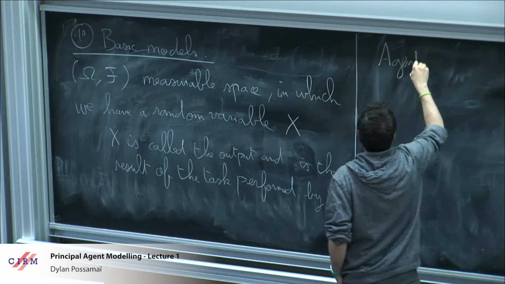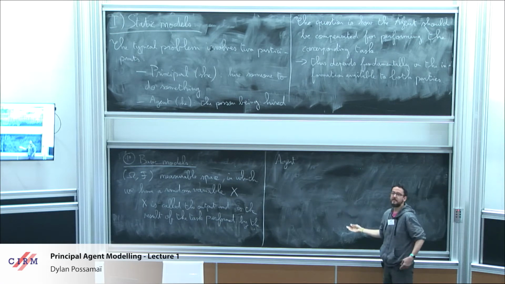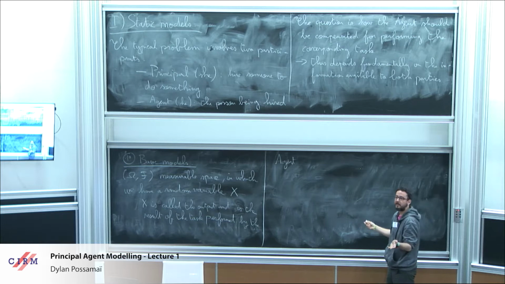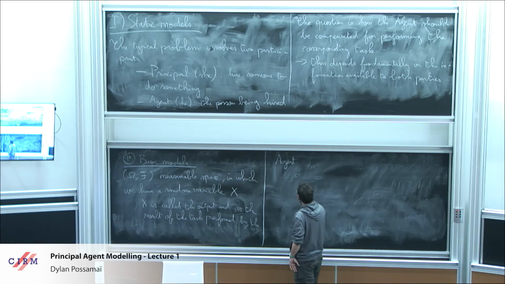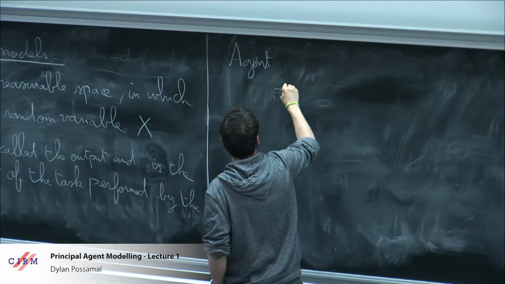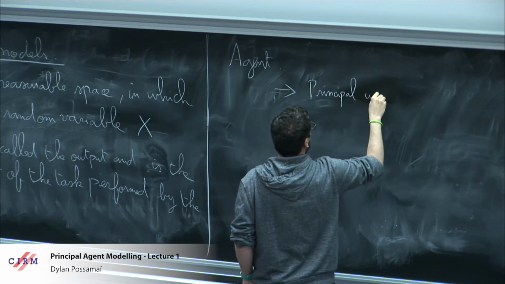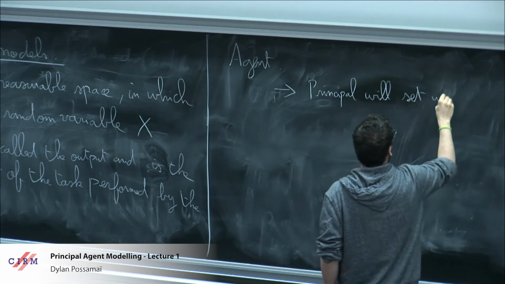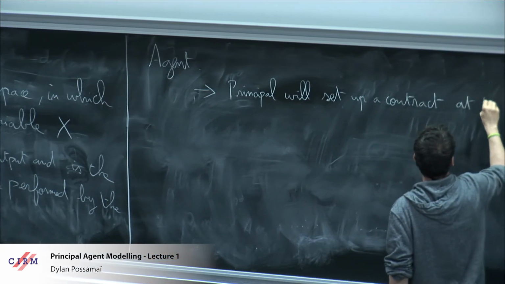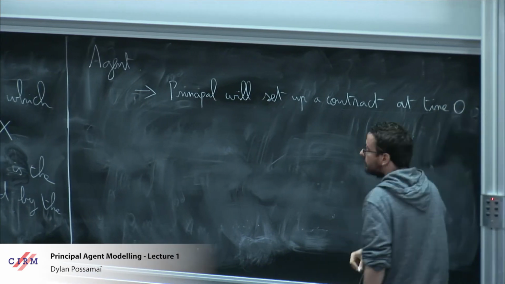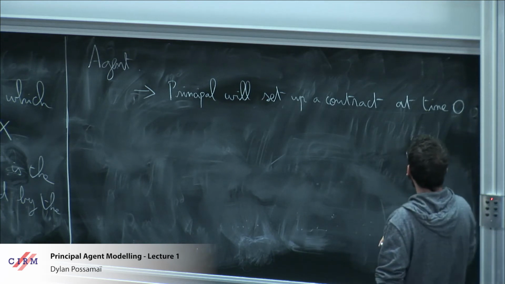So if you want, maybe you're hiring the agent to manage a project, and X is just the value associated to that project once the contracting period is over. So typically here, the principal will set up a contract at time 0. Okay, so I'm in a static setting. There will be only two times, 0 and 1. So the principal sets up a contract at time 0.